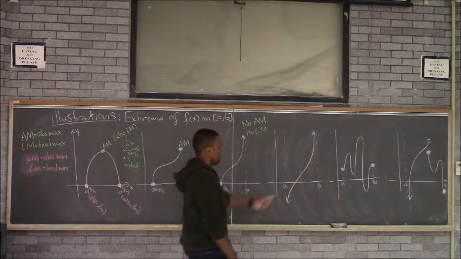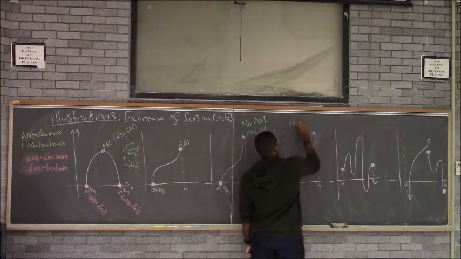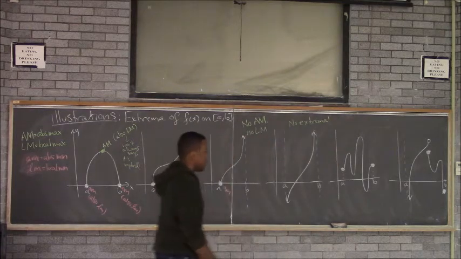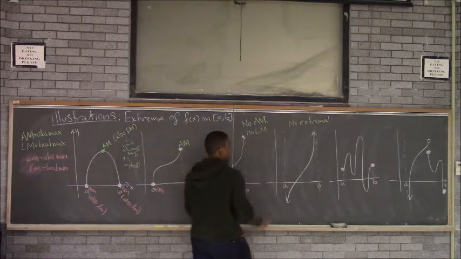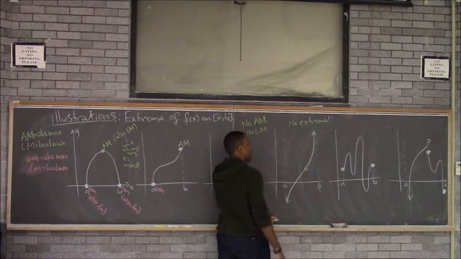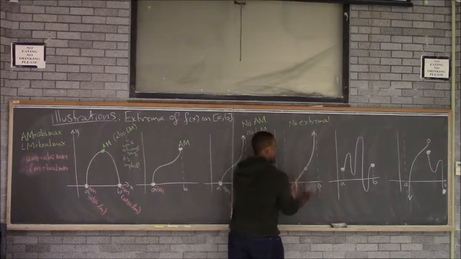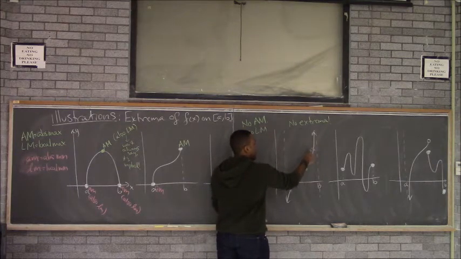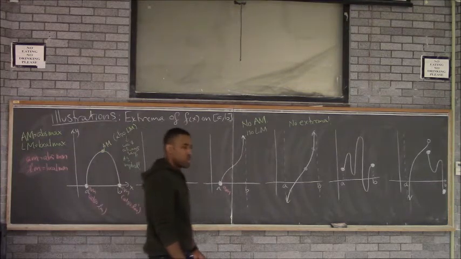What about this one? No extreme. No minimum, no maximum. If you were to pick any point, is that the highest point? No, there are points higher. Is that the lowest point? No, there are points lower. What if I zoom in? Still the same idea. No matter what point you pick along here, there'll be points that are higher and points that are lower. This has no extreme points.